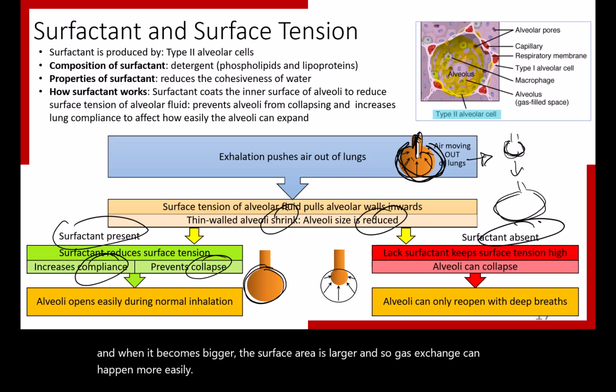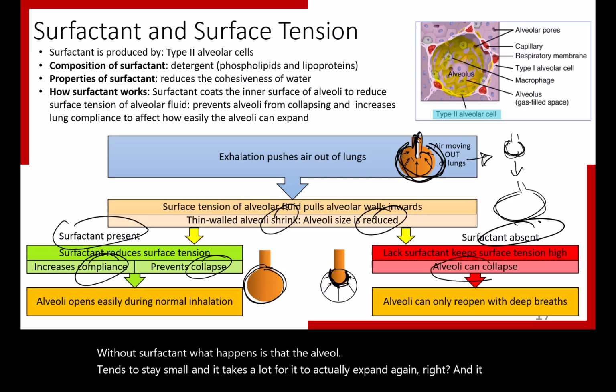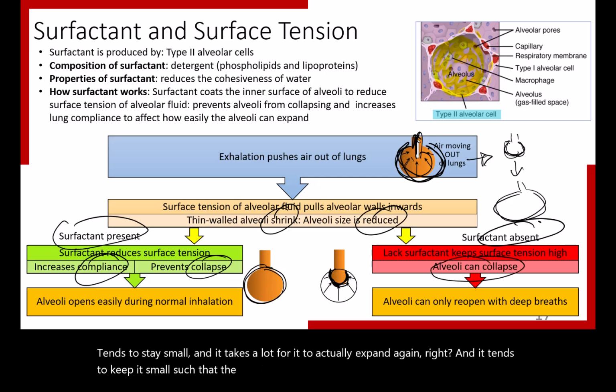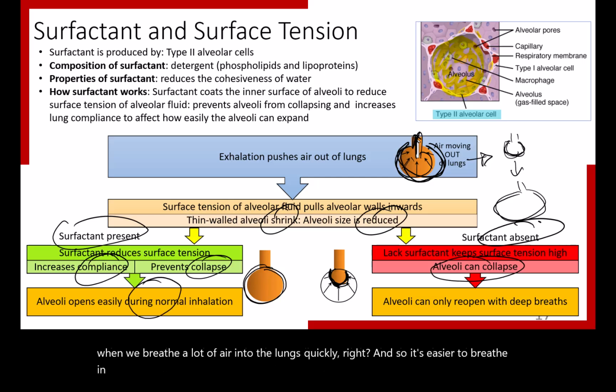Without surfactant, the alveoli tends to stay small, and it takes a lot for it to actually expand again, right? And it tends to keep it small such that the alveoli can collapse, and the alveoli can then only reopen when we breathe a lot of air into the lungs quickly, right? And so it's easier to breathe in the presence of surfactant than it is when surfactant is absent.